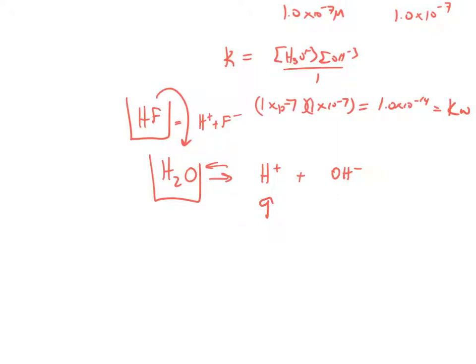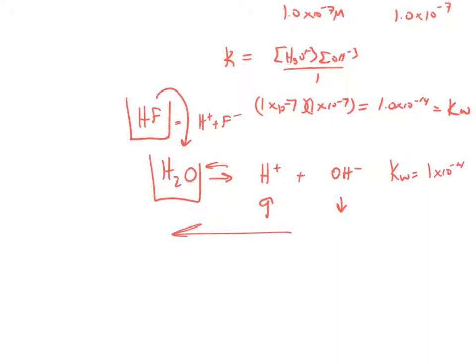And to relieve the pressure, thinking Le Chatelier's principle, the reaction is going to be stressed and move back to the left. This is going to go down because it's going to try and maintain the Kw constant, the constant being 1 times 10 to the negative 14th.